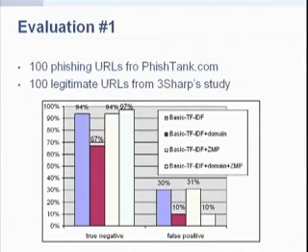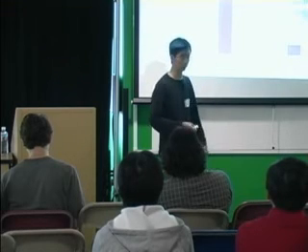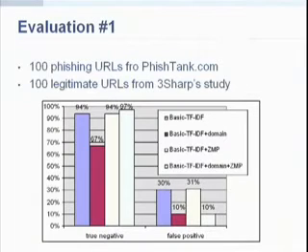So for our first evaluation, we had 100 phishing URLs from PhishTank.com and 100 legitimate URLs from 3Sharp's study. And we tried a few variations of this TF-IDF algorithm. The first one, this one right here, is called basic TF-IDF. It's just using the algorithm I described. The true negatives in terms of identifying phishing websites is 94%, which is pretty good. Unfortunately, the false positive rate is about 30%, so that's not too good.